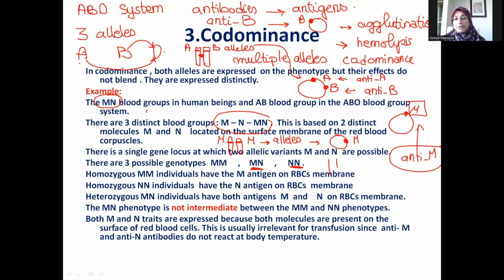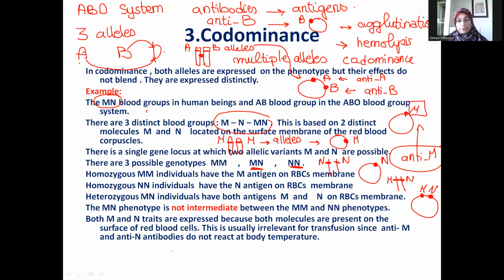If, on the other hand, your genotype is NN, there is no problem, because you will have N antigen on your red blood corpuscle. But if you receive allele M on one chromosome and allele N on another chromosome, then you will have both on your red blood corpuscles. So allele M is expressed as antigen M, and allele N is expressed as antigen N.